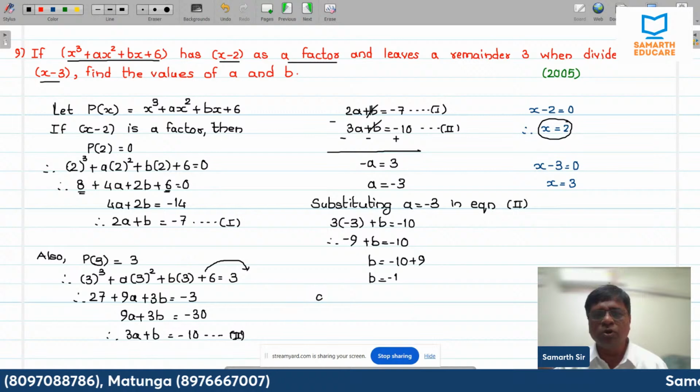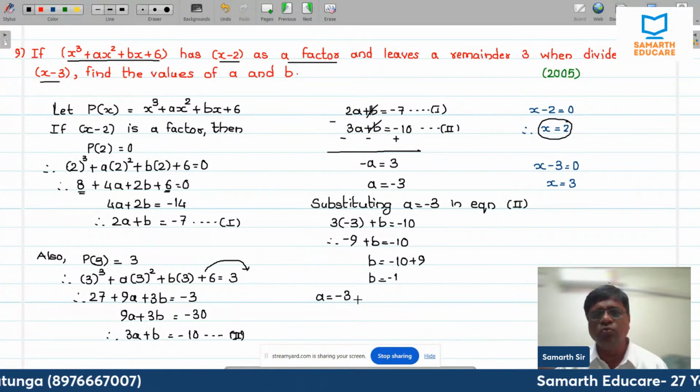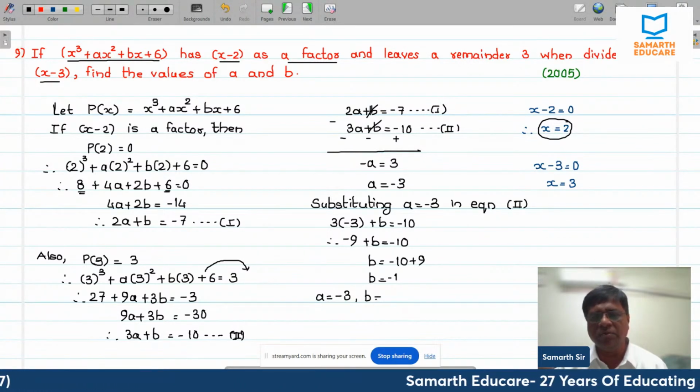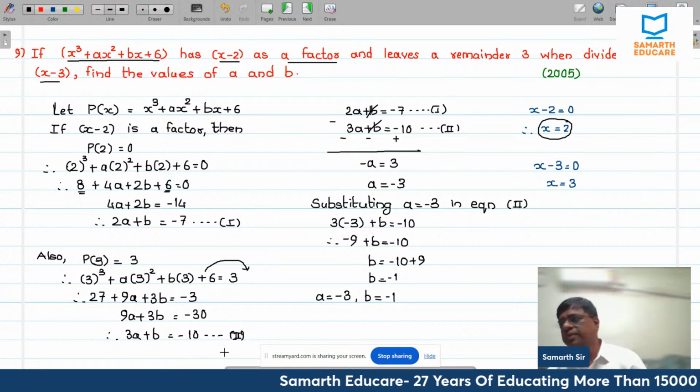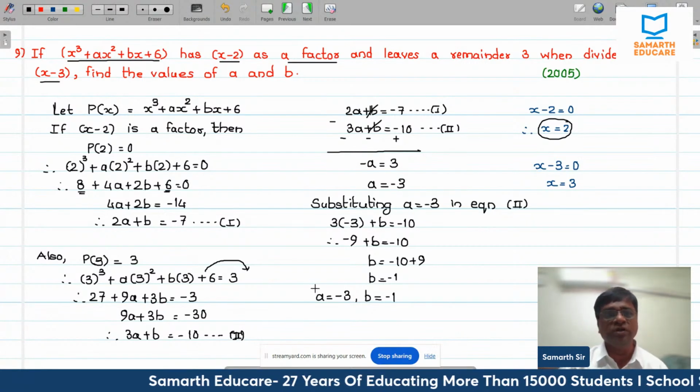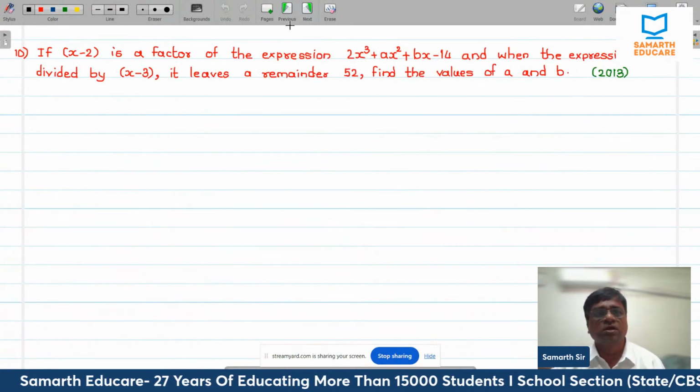Remember, most important thing, once you finish everything, जो पूछा है वो आखिर में लिखना है, b is equal to minus 1. And this completes your problem. So you get 4 marks in this question, right?